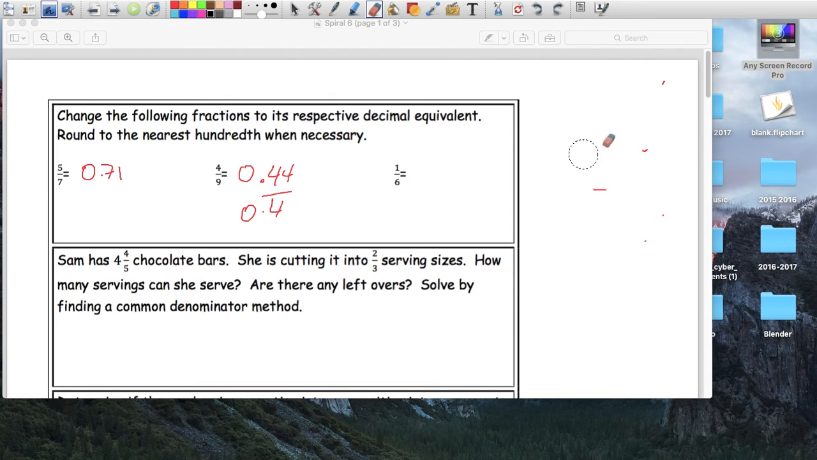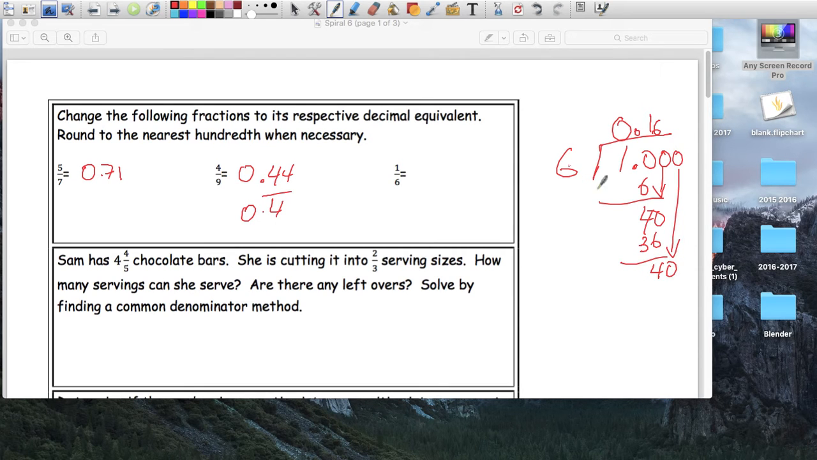1 over 6. Okay, so how many times can 6 go into 1? Decimal, 0. 6 goes into 10 once. 4 left over, bring another 0 down. 6 goes into 40 6 times, which is 36. 4, bring another 0 down. Now there's a pattern. 6 goes into 40 again 6 times, so it's going to be 1, 6, 6, 6, 6 and so on. We want to round this to the nearest hundredth. Cut it right here. That's 6. Move that 6 up, so it's 0.17.